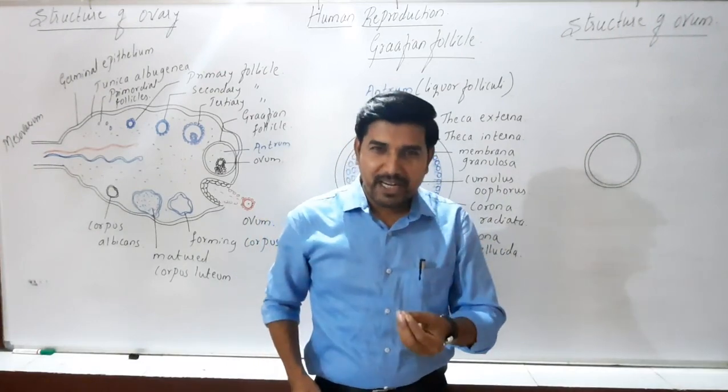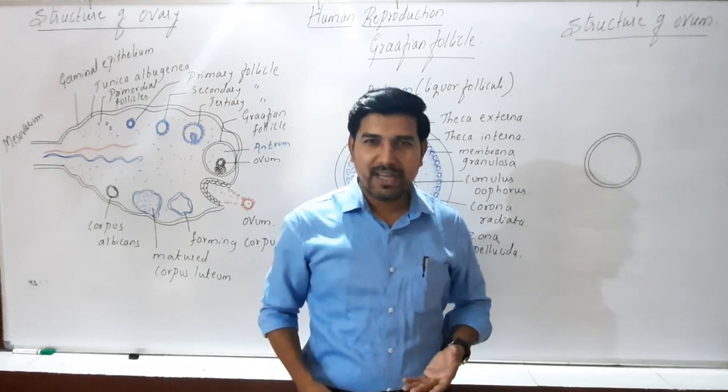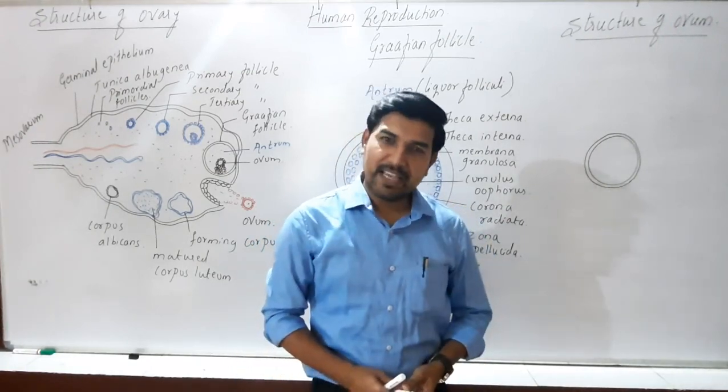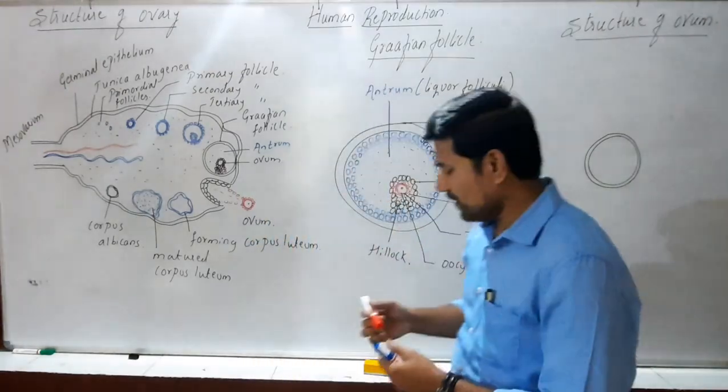The ovum can be seen with the naked eyes, but sperm is microscopic, which cannot be seen with the naked eyes. So ovum measures around 1 millimeter in its length, and it is 30 times bigger than the human sperm.